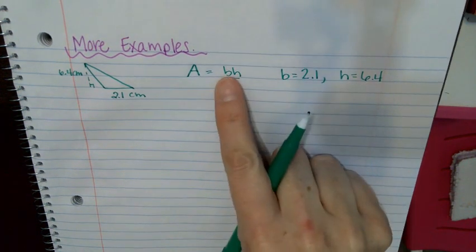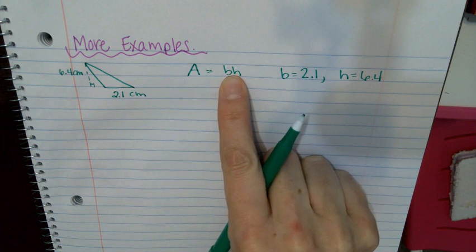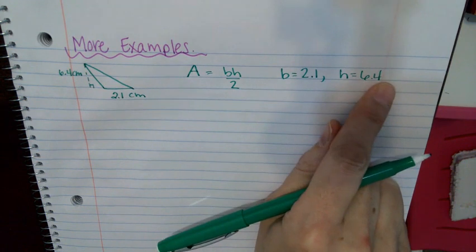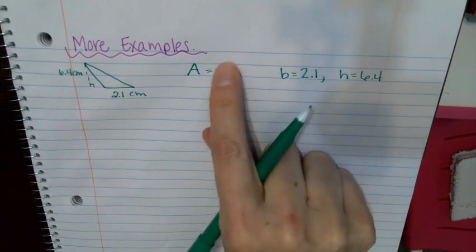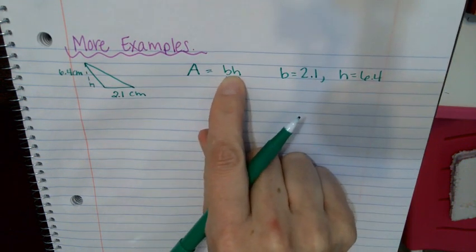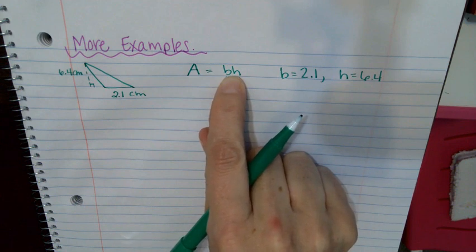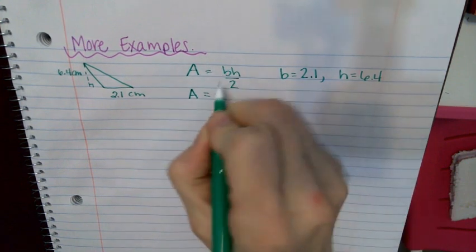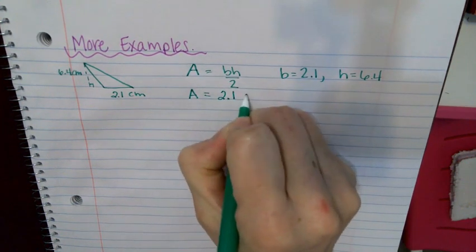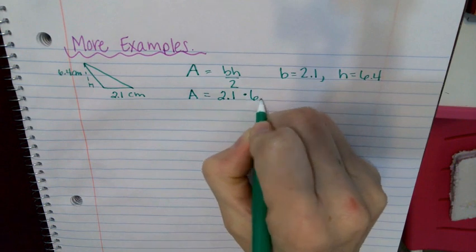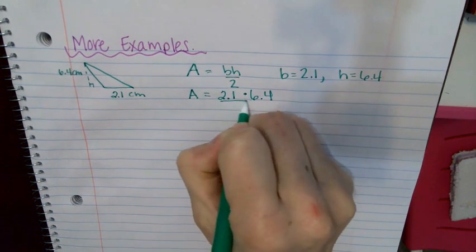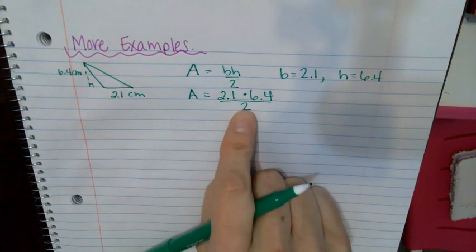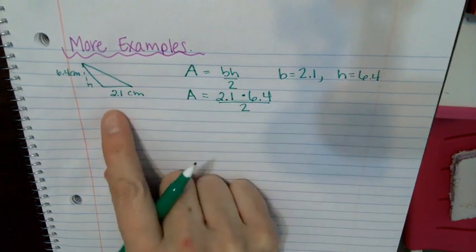We're going to substitute those in. So instead of having b, we're going to say 2 1/10. Instead of the h being there, we're going to say 6 4/10. Now remember, when there's a b and an h, these are variables, and they are next to each other like this, it means to multiply. So we're going to say a equals 2 1/10 times 6 4/10, all divided by 2. Notice I just rewrote everything that's here with actual numbers that I've already identified from here.